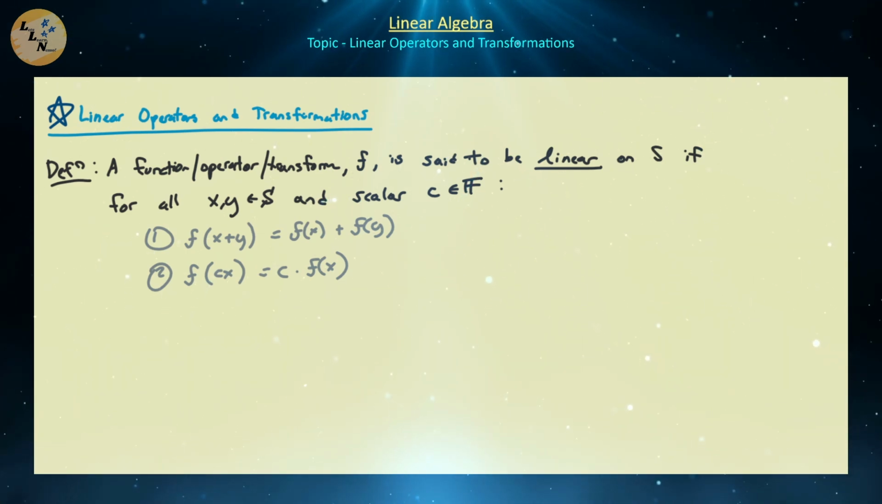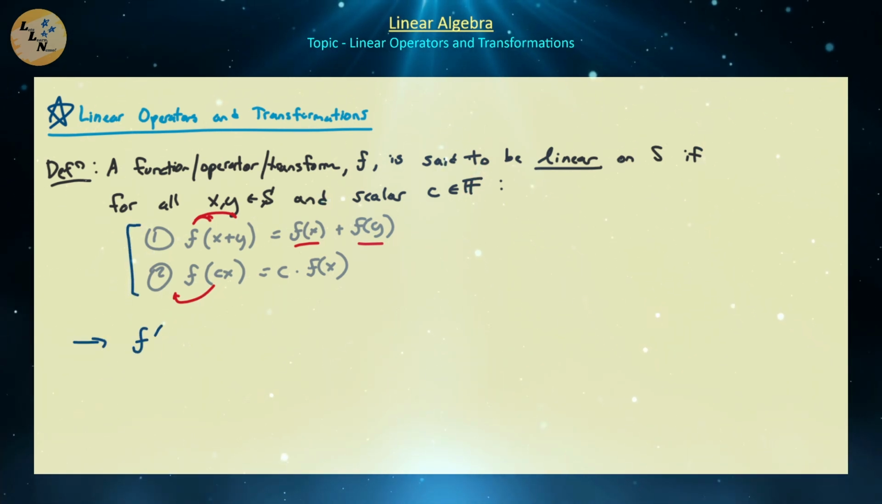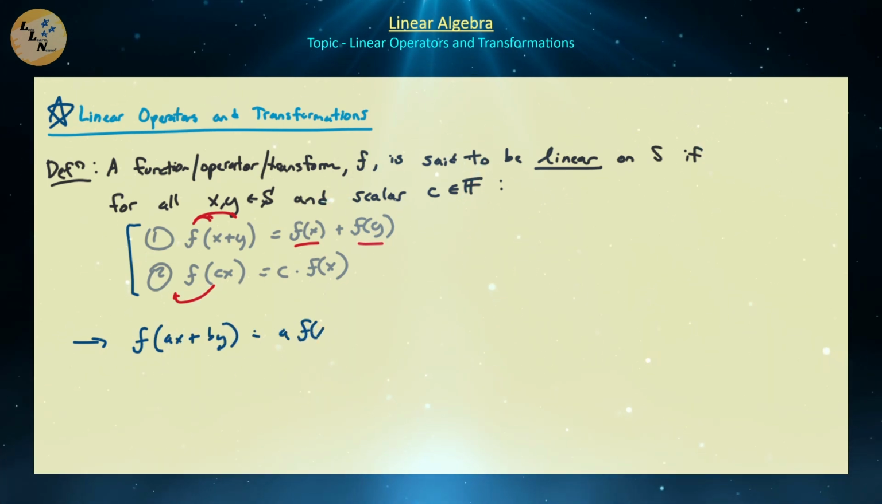In some sense, F can distribute over the sum of two objects. For example, if S is a vector space, F pretty much transforms the sum of two vectors into the sum of two new vectors, F(x) and F(y), and scalar multiplication can factor out outside of the function. Some people will bring these two properties into the same property and write f(ax + by) is equal to a f(x) + b f(y).